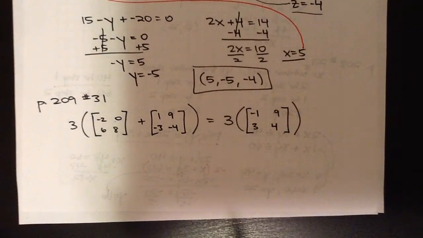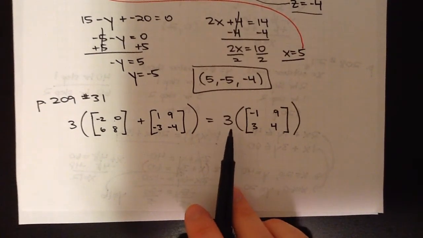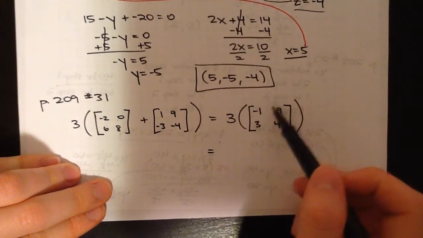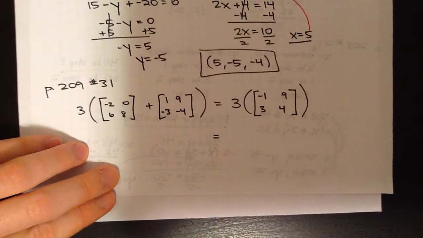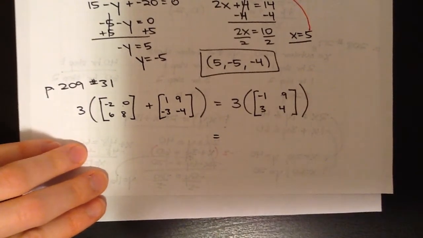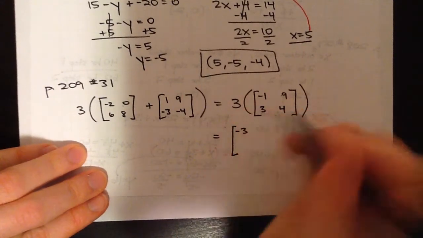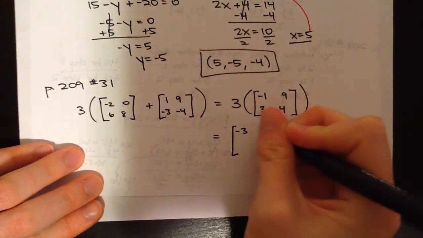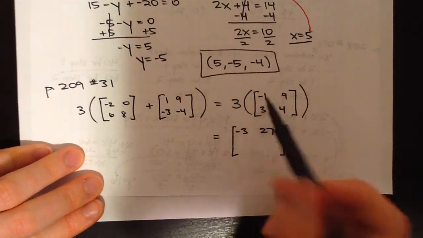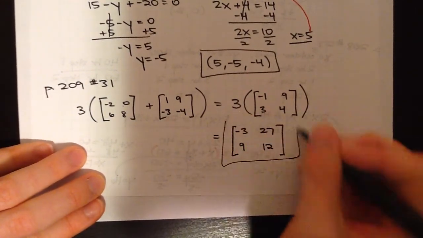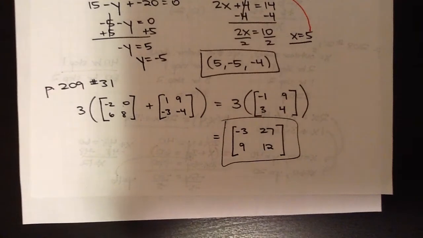Okay, so then the last thing I'm going to do, when I have a 3 on the outside like this, or any number, that's called scalar multiplication, and it means that I'm distributing that 3 to every single one of these values. I'm going to take this matrix and scale it by 3. So 3 times -1 is -3, 3 times 9 is 27, 3 times 3 is 9, and then 3 times 4 is 12. So that's the answer. That's my new matrix that I get from multiplying by a scalar and also adding like terms.